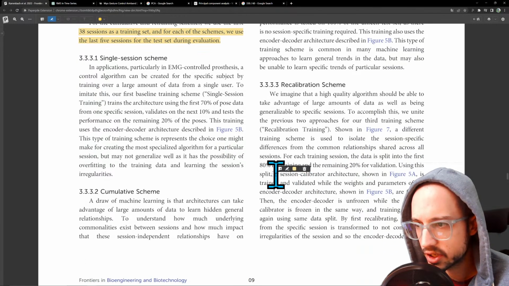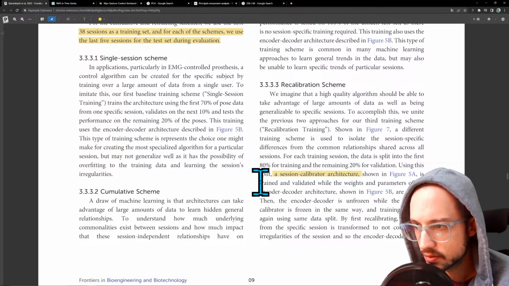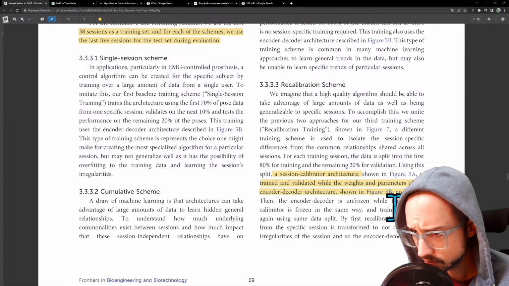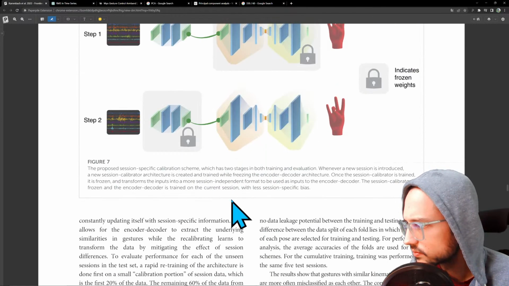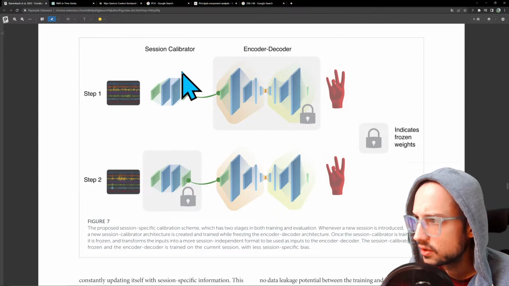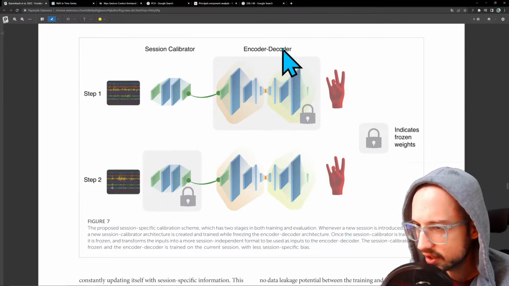A session calibrator architecture. Okay, here we go. They're finally describing the session calibrator here. Is shown in Figure 5a is trained and validated while the weights and parameters of the encoder-decoder architecture are frozen. Okay. So basically, then the encoder-decoder is frozen while session calibrator is frozen, and training is done again using the same data split. By first recalibrating the data from the specific session is transformed to not contain the irregularities of the session. Okay. So they're kind of doing this two-part training.